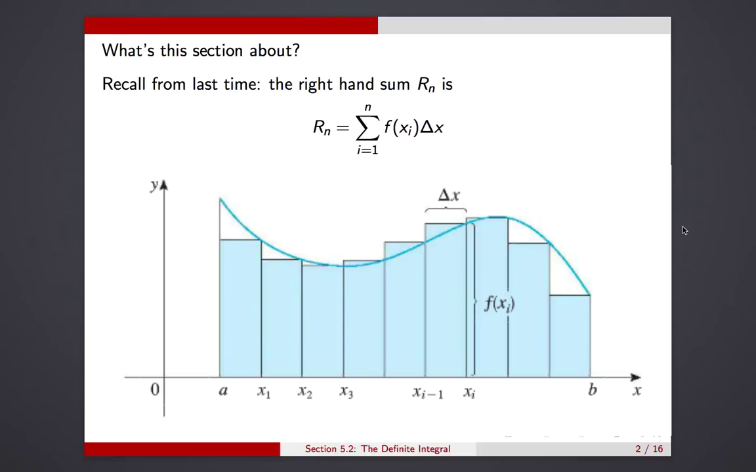Well, what is section 5.2 about? Recall what we did last time. So last time we defined left-hand sums and right-hand sums. Here's the definition of a right-hand sum. So remember how this worked.